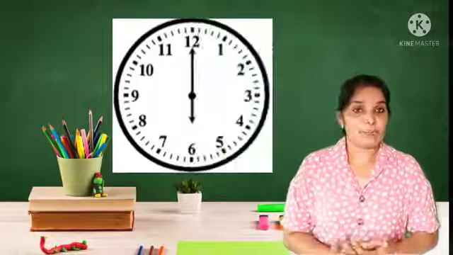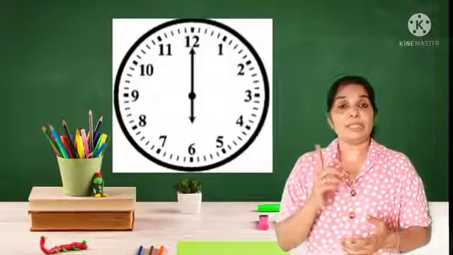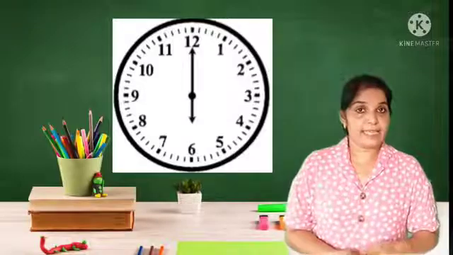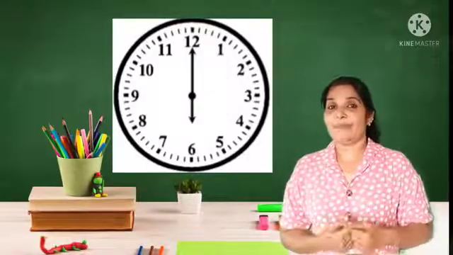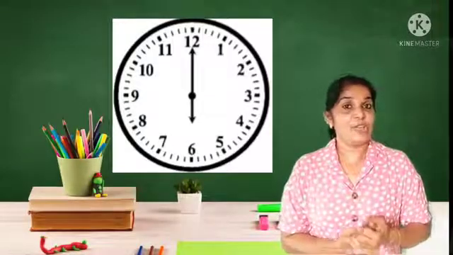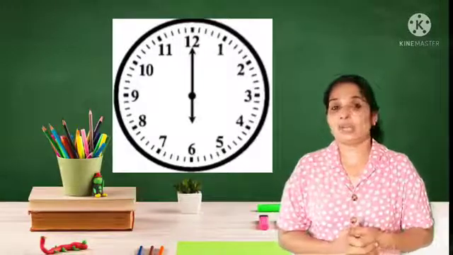Okay, and come on, see the next one. The short hand is pointing at 6 and the minute hand is pointing at 12. The hour hand is pointing at 6, the minute hand is pointing at 12. So what's the time? Come on, tell me. It's 6 o'clock. Yes, 6 o'clock.